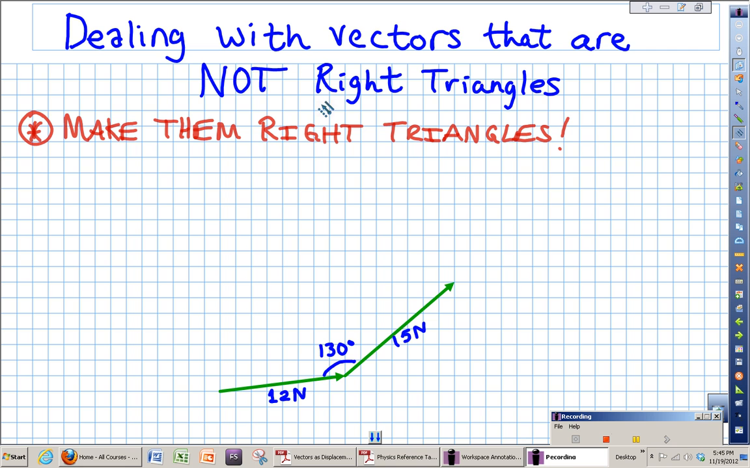Remember, if you have a right triangle, you can just use the Pythagorean theorem to solve for any side of that triangle as long as you're given at least one side and one angle. But in this case, we're given a triangle that is not a right triangle, so we can't apply the Pythagorean theorem. We either have to try to use the law of cosines, or maybe easier for us, just make them right triangles.